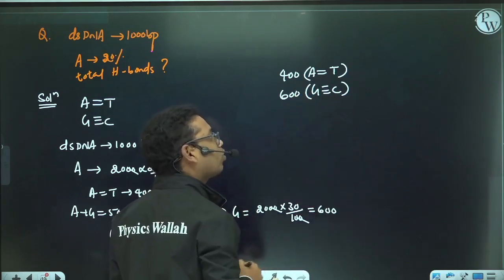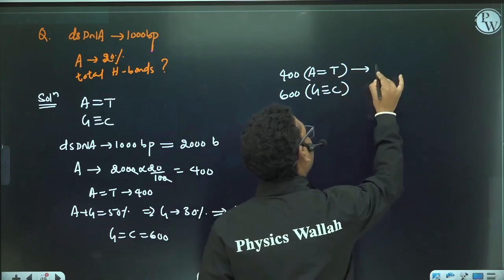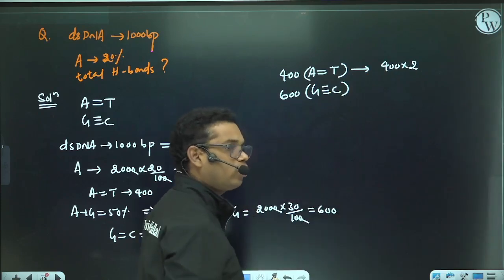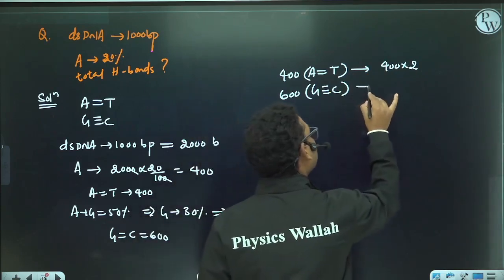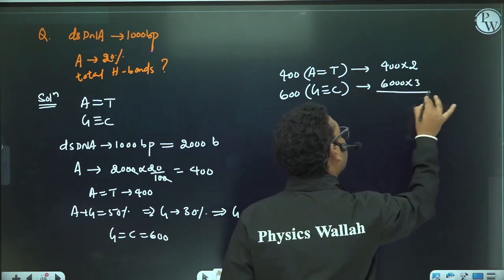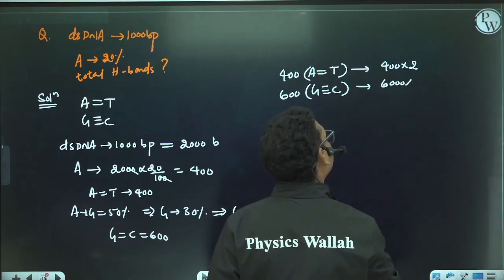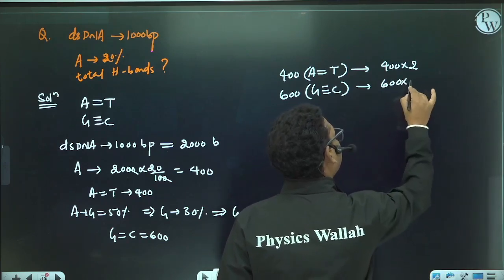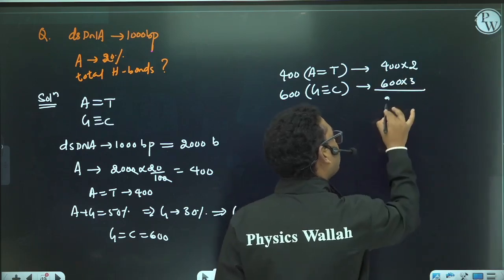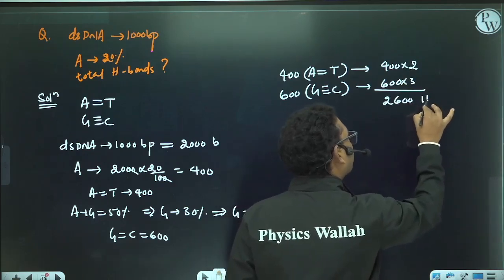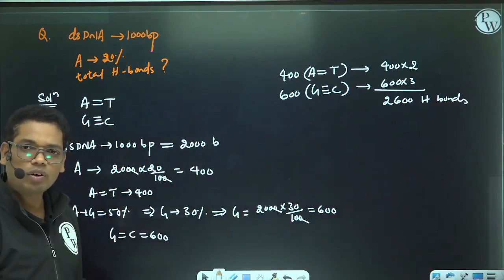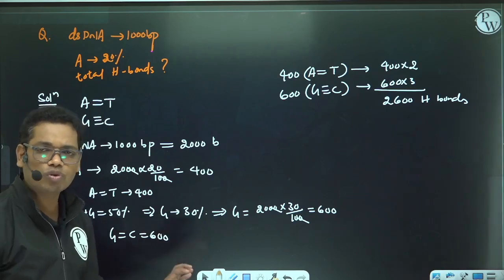So what will be the total hydrogen bonds? Here the total hydrogen bonds will be 400 into 2, because between A and T 2 hydrogen bonds are present, and between G and C I have 3 hydrogen bonds, so it will be 600 into 3. So it will be 800 plus 1800. So it will be 2600 hydrogen bonds. Okay, so this should be your approach to solve the questions.